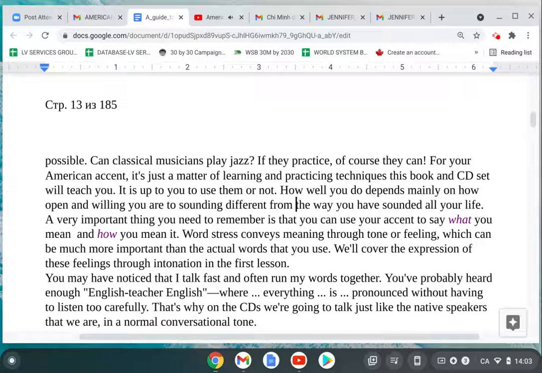A very important thing you need to remember is that you can use your accent to say what you mean and how you mean it. Word stress conveys meaning through tone or feeling, which can be much more important than the actual words that you use. We'll cover the expression of these feelings through intonation in the first lesson.